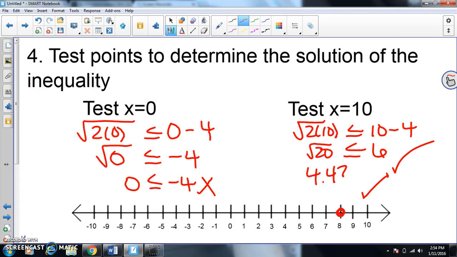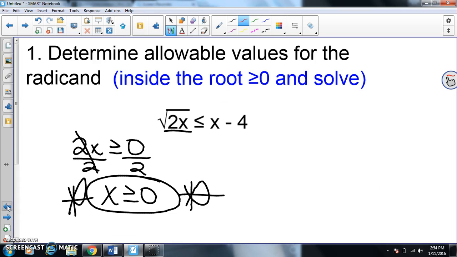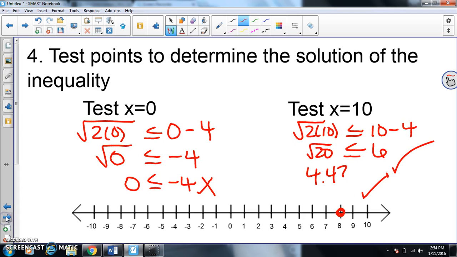During step 1, we said that our domain of this inequality is x is greater than or equal to 0. We now need this to determine our end solution. So I'm graphing my domain. I'm graphing my solution, which can be equal to 8 and greater than 8. Where do our two solutions overlap? X is greater than or equal to 8.